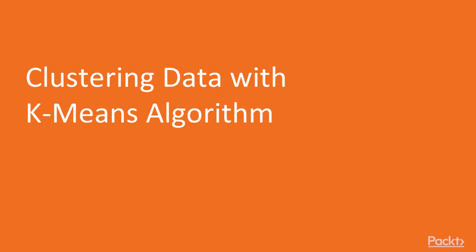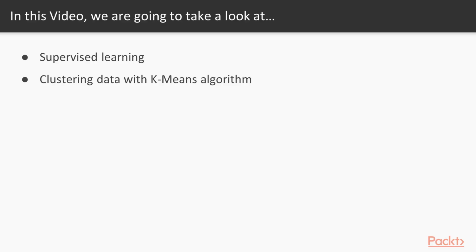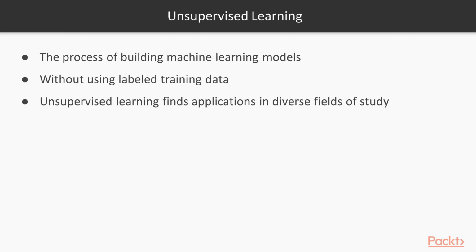Now we move on to the first video of this section, clustering data with k-means algorithm. In this video, we will first learn about unsupervised learning and then we will be clustering data with k-means algorithm. Before we begin with clustering, we will learn about unsupervised learning. Unsupervised learning refers to the process of building machine learning models without using labeled training data. Unsupervised learning finds applications in diverse fields of study, including market segmentation, stock markets, and so on.